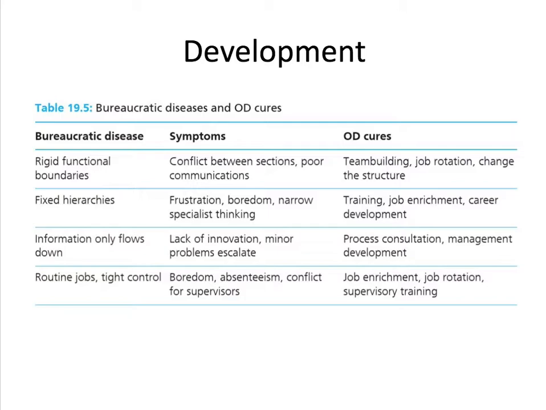Often, in recent times, many organisational development interventions have been focused on what's known as bureaucratic diseases. There's a suspicion that bureaucracies are too divided, they have too strict and rigid boundaries, too fixed hierarchies, and one-way communication, so information flows down from the top to those at the bottom, but not up from the bottom, and that there are routine jobs and tight controls which are very boring for people. And this has led to some quite standard organisational development cures.